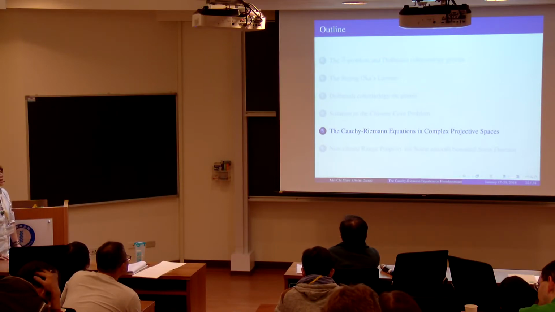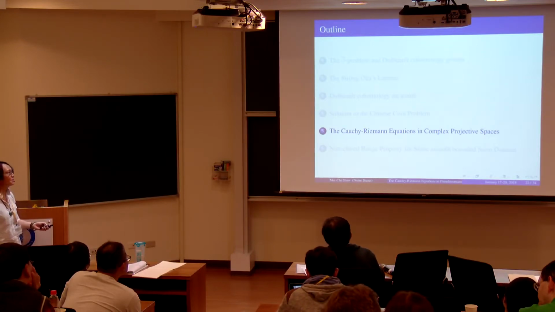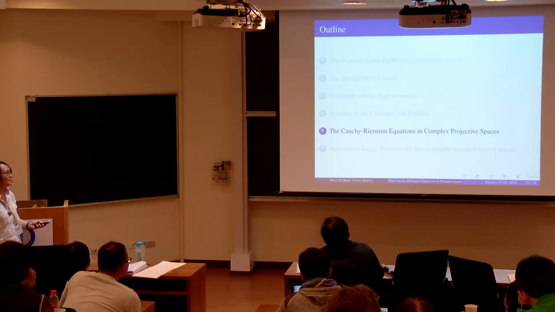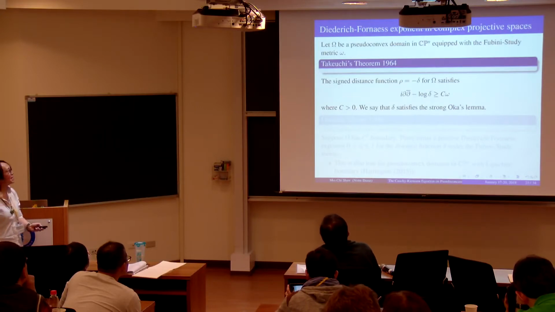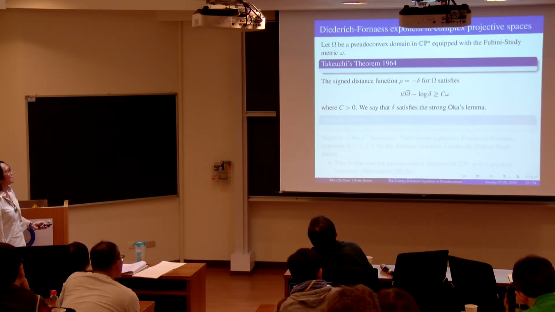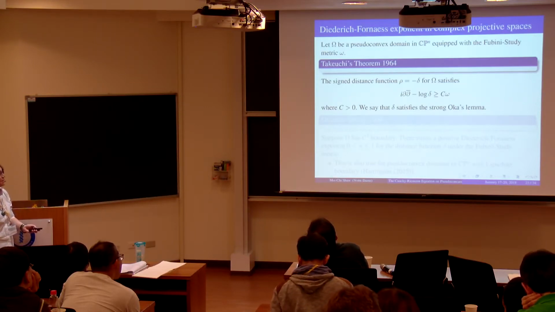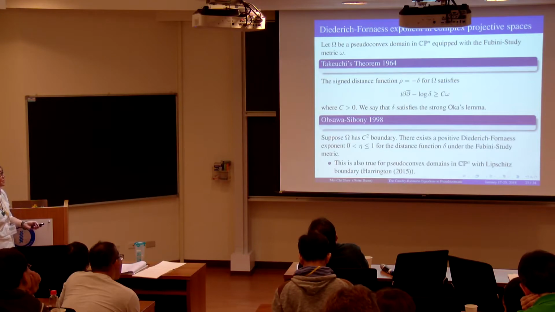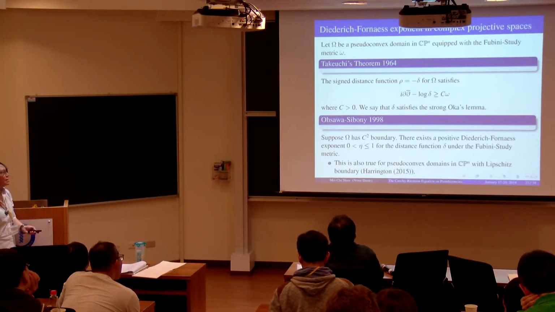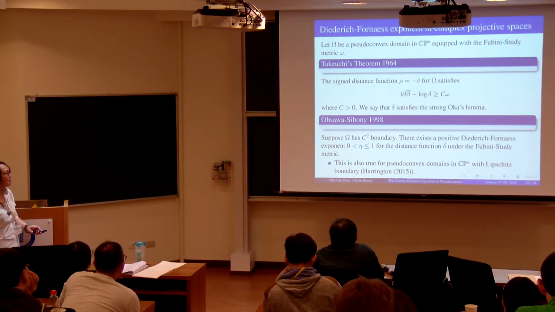Next, even for D-bar on a domain with pseudo-concave boundary, when the pseudo-concave part is not smooth, we don't know much. Next, let me go to the question of the Cauchy-Riemann equation in complex projective spaces. So suppose omega is pseudo-convex in CPN, and this is exactly a space that is not Stein. So how do we solve our d-bar equation? Well, an old result by Takeuchi tells us that the signed distance function for the domain satisfies the strong Oka lemma. If this is the case, and suppose omega has a C2 boundary, Ohsawa and Sibony proved that one has a Diederich-Fornaess exponent, which is positive with respect to the Fubini-Study metric.